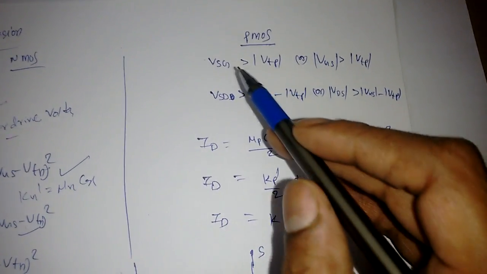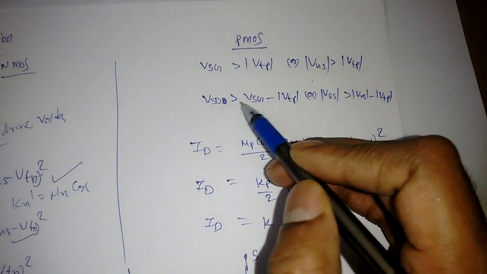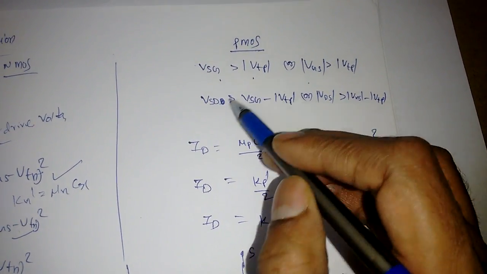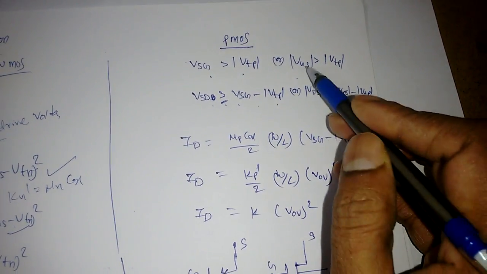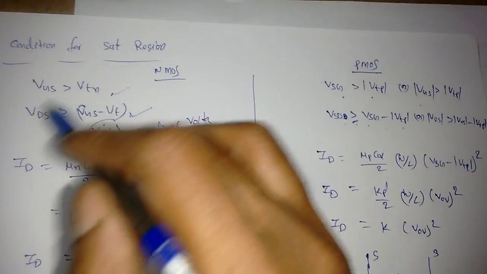If it is a PMOS, it is the same: we will take either mod, or VSG is greater than mod VTP, and VSD is greater than or equal to VSG minus mod VTP, or we can take both as mod for these two conditions.